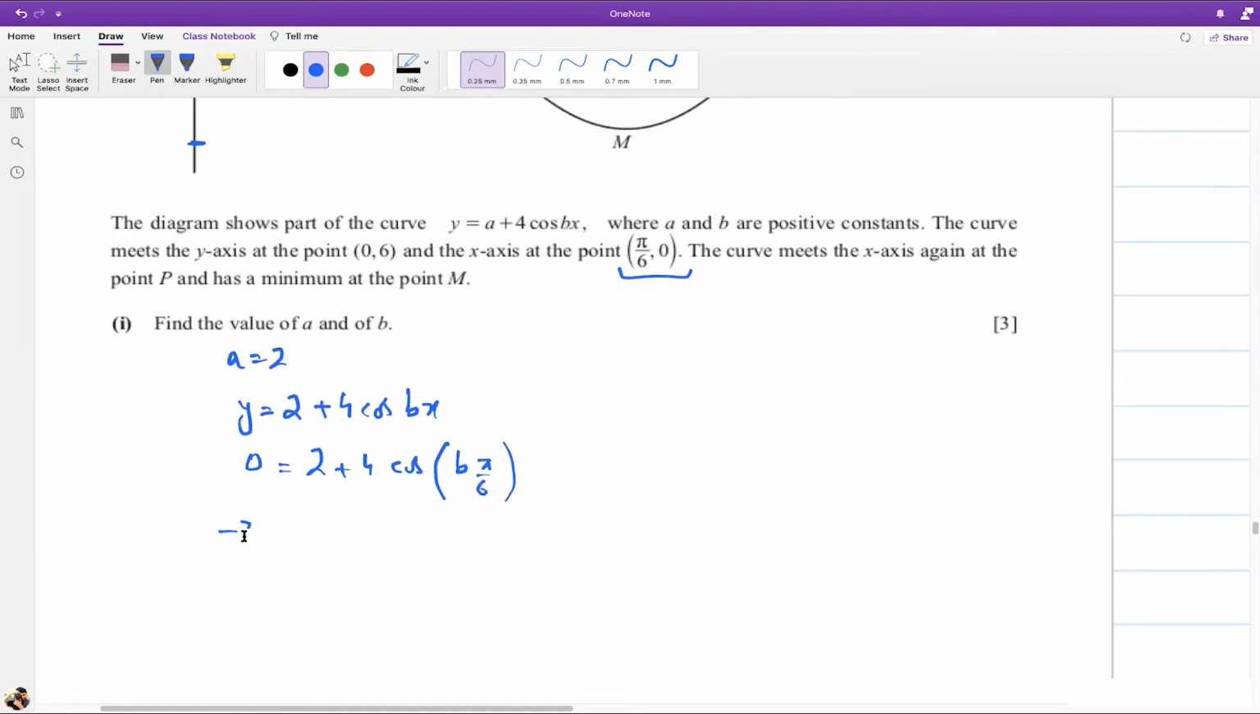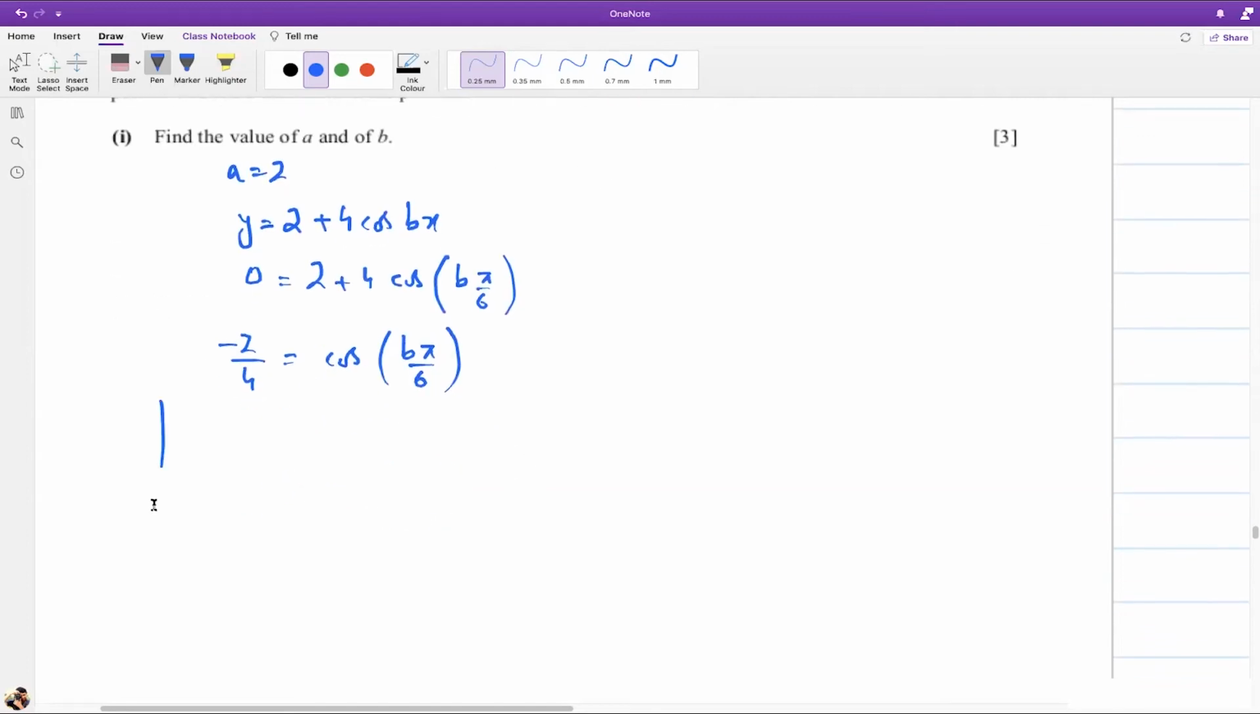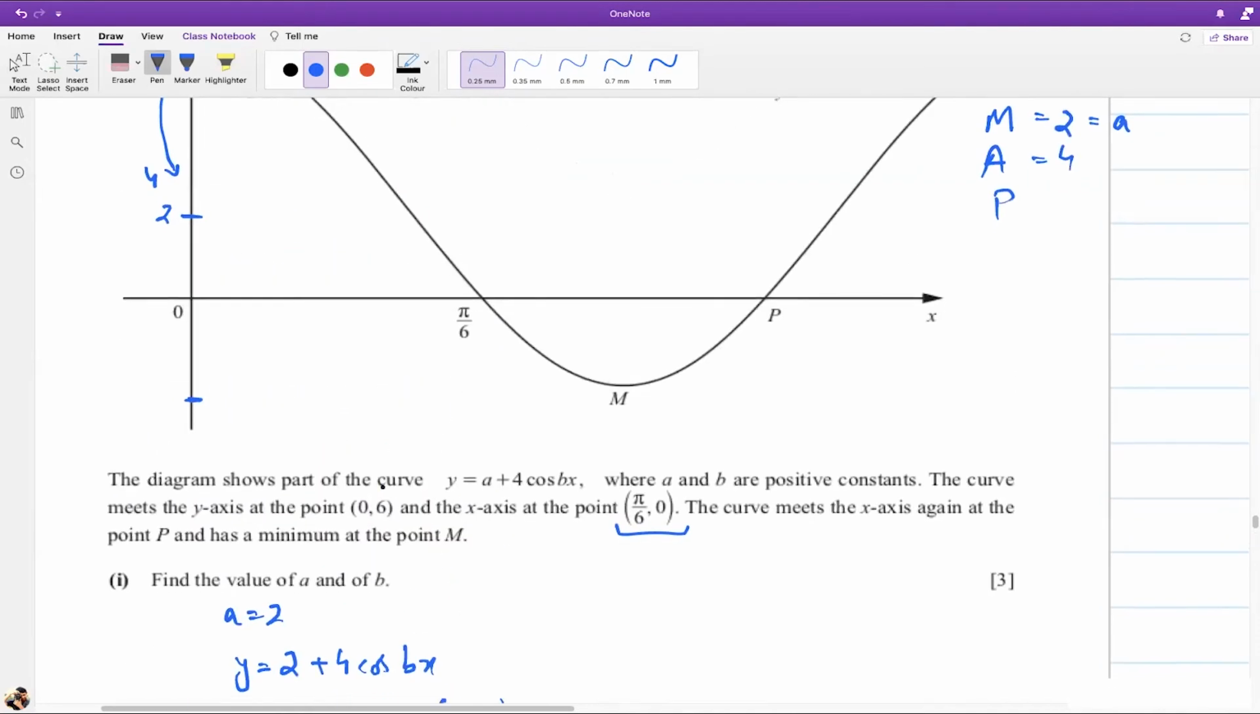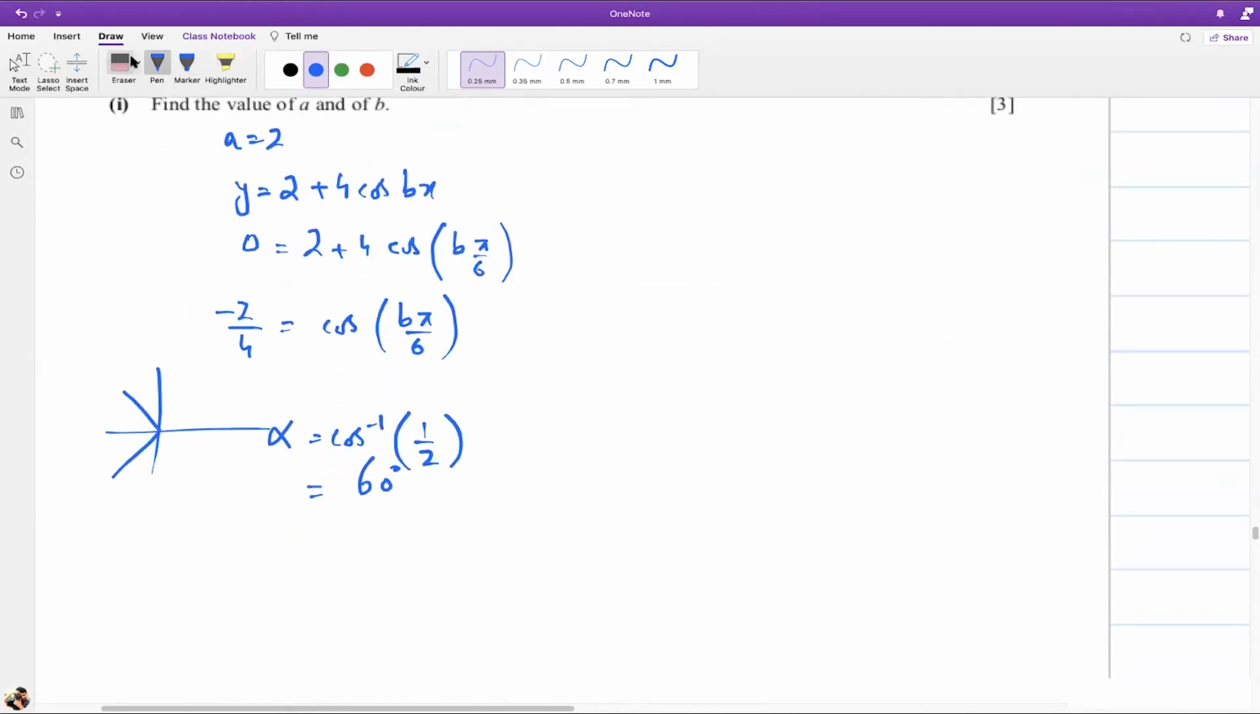So you just applied there, minus 2 over 4 is equal to cos b π/6. Now that is a negative value, तो हमारे पास cos यहाँ पे हो सकता है या यहाँ पे हो सकता है, और हम cos इनवर्स ऑफ हाफ निकालेंगे, वो इक्वल टू अल्फा होगा, तो वो बन जाता है 60 degrees. So that's 60 degrees. This is radians, हाँ, तो मैं इसको radians में कर लेता हूँ. This is π/3 radian.